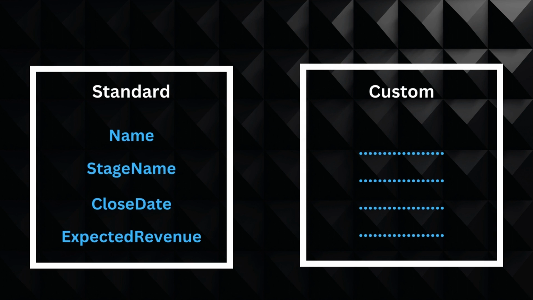Some common data points that are tracked include the name of the opportunity, the stage of the deal, the expected close date, and the estimated revenue. Additional fields can be added and customized to meet the specific demands of a business.